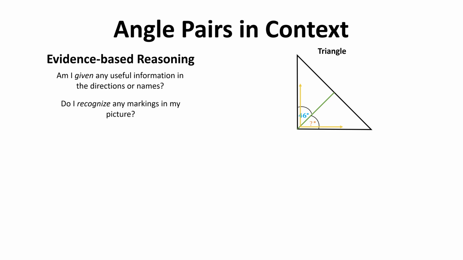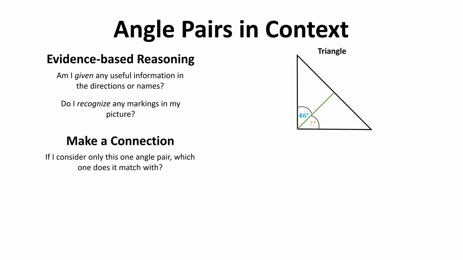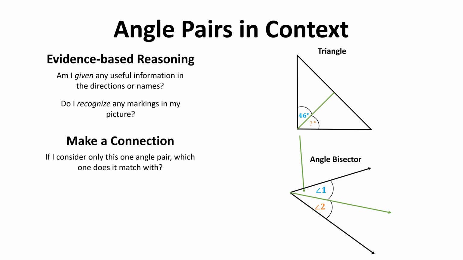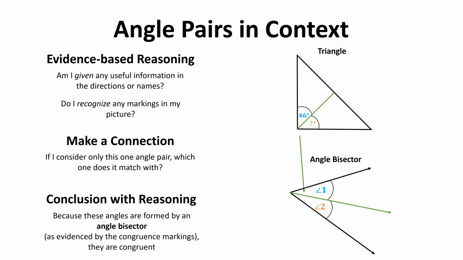So instead, we'll recognize markings that we have in our picture. And sure enough, we have these congruent angle arc markings. So let's make a connection. If I consider just this one angle pair versus anything else in the triangle, which one of our angle pairs do we have a match with? We actually have an angle bisector, since we have 2 congruent angles, or one angle being cut into 2 congruent halves. So let's make a conclusion about the relationship between these 2 angles. Our conclusion with reasoning is that because these angles are formed by an angle bisector, as evidenced by their congruence markings, they are congruent to each other. So that question mark here would be 46 degrees versus maybe what we would have guessed before. If we thought they added to 90, we might have thought it was 44 degrees. But we have congruent angles instead.